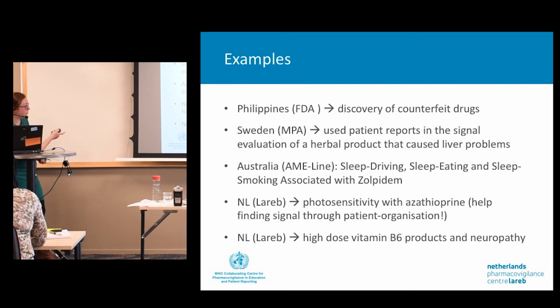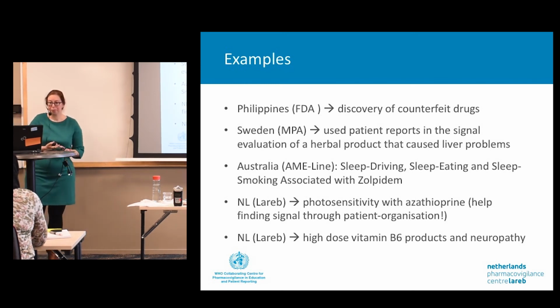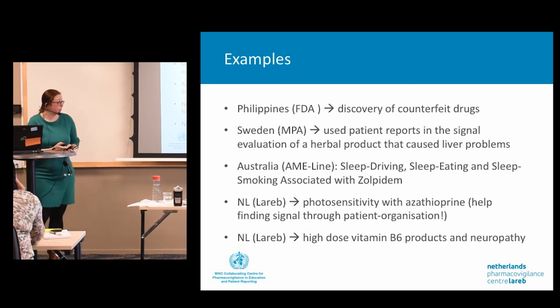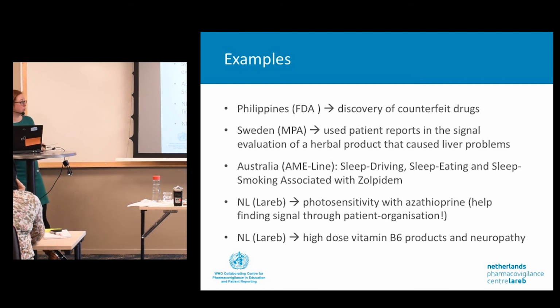And also we had a signal on really high dose vitamin B6 products and neuropathy. It's a signal where patients really were able to provide info on products, vitamin products, which were not registered, in extremely high dosages, bought, for instance, on the internet, leading to these complaints. A lot of them also had investigations in the hospital to look at their vitamin B6 blood levels, and were able to provide us with that info.